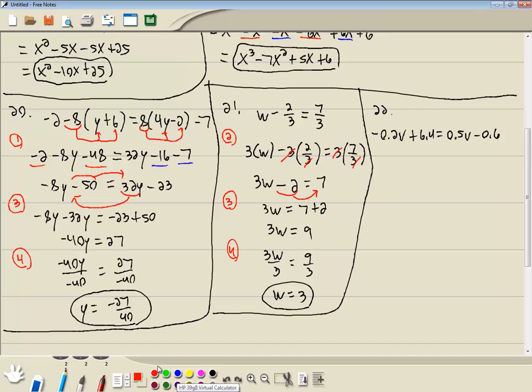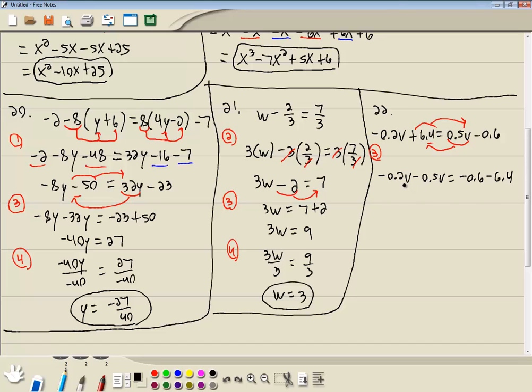First step is get rid of parentheses, don't have any. Second step is get rid of fractions, don't have any. Third step, get everything with a v on one side, everything else on the other. So I'll take this 0.5v over the left side, and I'll take this 6.4 to the right side. Remember, you take anything across equals, your sign changes. So the 0.5v becomes a -0.5v. The 6.4 becomes a -6.4.